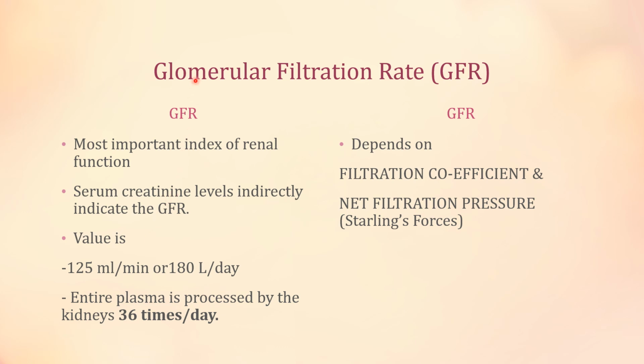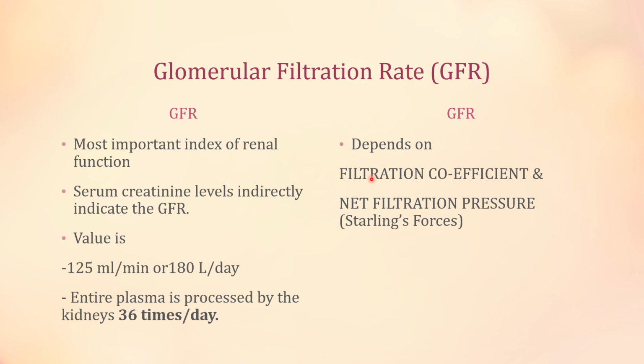The glomerular filtration rate is known as GFR, and it is the most important index of renal function. When serum creatinine is measured as an index of renal function, it indirectly indicates the GFR, and its value is 125 ml per minute or 180 liters per day. So the entire plasma is processed 36 times a day, and we'll see why. The kidney has to process all the plasma, because it has to keep the body clean, it has to excrete the waste products in the body.